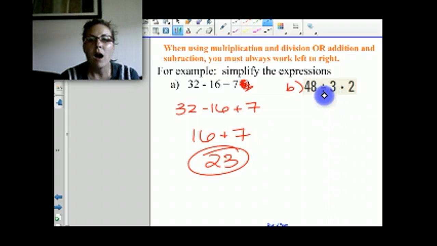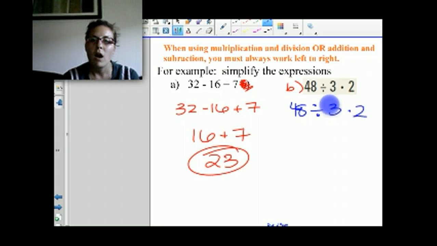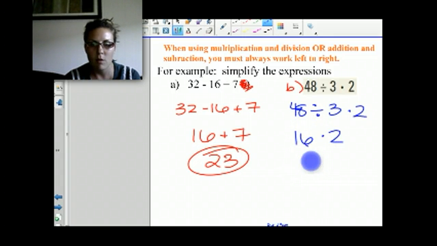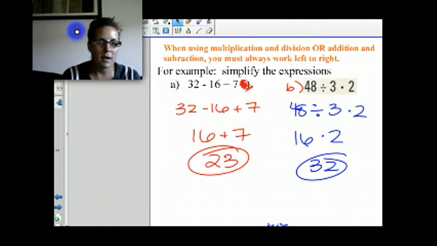Whoops. Part B, we have 48 divided by 3 times 2. Again, we want to do our division first, not our multiplication. Okay? 48 divided by 3 is 16, times 2, and we get 32. Our next slide.